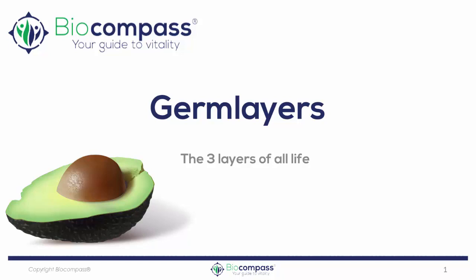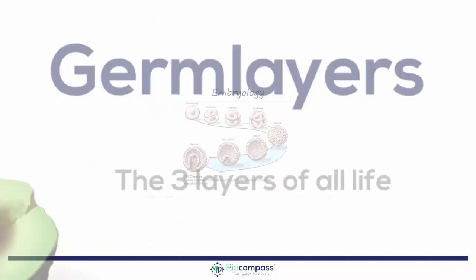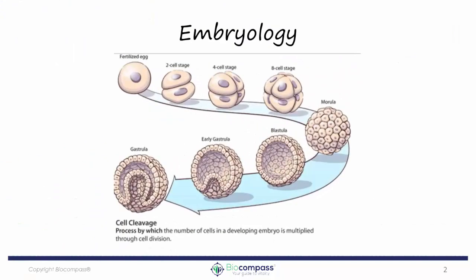Every tissue is derived out of one of the three germ layers. The three germ layers come from the one root cell, which is when life starts. So let's take a look at embryology a little bit more.